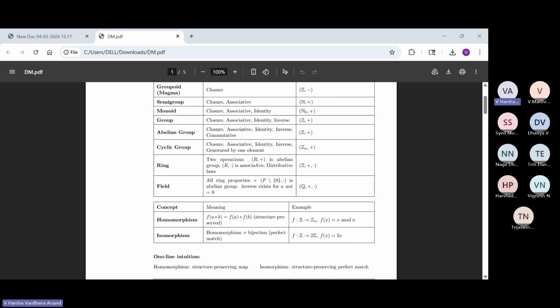So a field is nothing but a ring plus inverse. So an inverse exists for all things except 0 in a field. So a field would be the set of all rational numbers instead of the set of all integers.